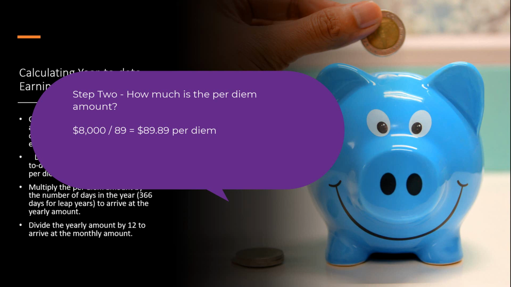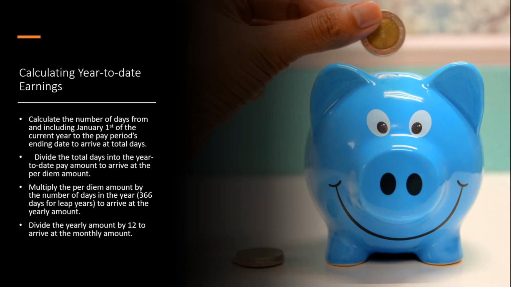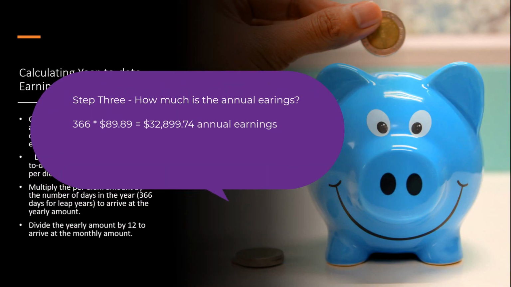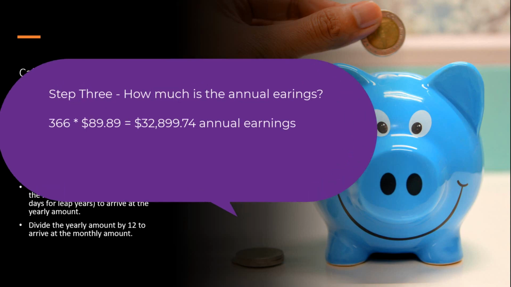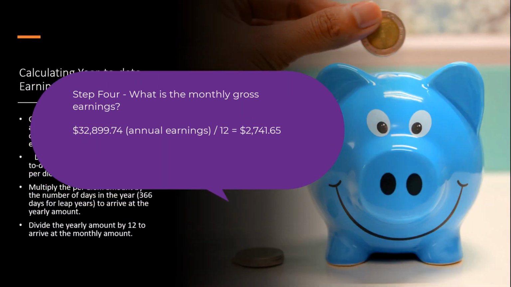By dividing 89 into $8,000, the year-to-date earnings, you arrive at $89.89 per diem. Step 3. What is the yearly amount of earnings? By multiplying $89.89, the per diem amount, by 366 days for this leap year, you arrive at $32,899.74 annual earnings. Step 4. What is the monthly amount?